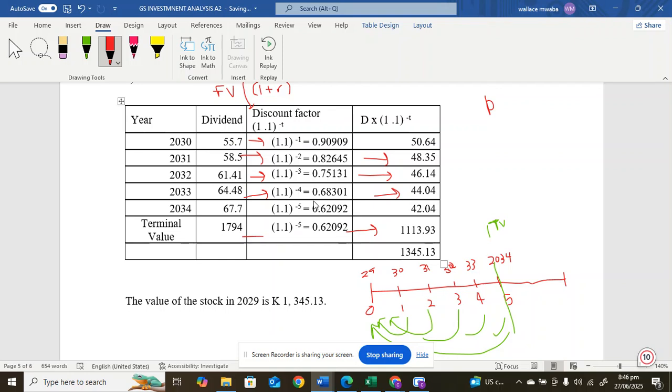After you're done with the multiplications, you just add all of these values. 50.64 plus this, plus that, plus that, plus that, plus that. You get 1,345.04.13. So this is the value of the stock in 2029. This is the value of the stock in 2029.